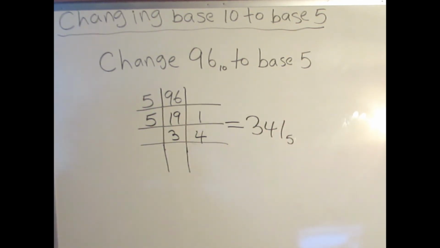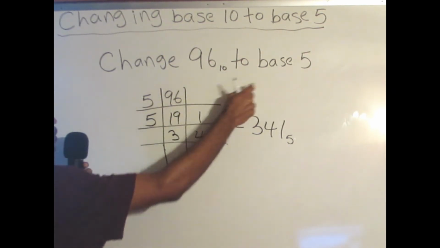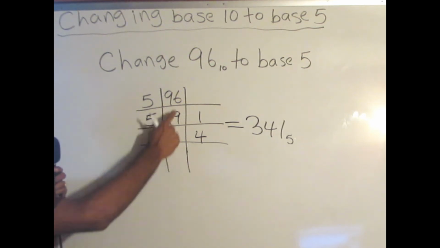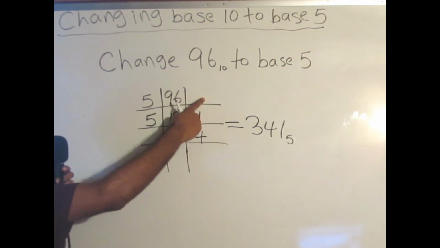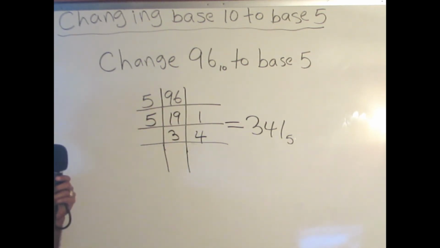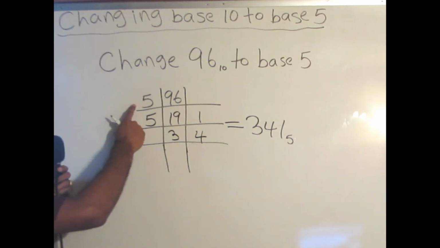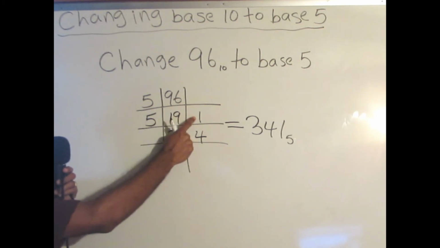So again, remember we were changing 96 base 10 to base 5. So this is the way we set it up. And we place our 96 in the middle. We leave this spot for our remainder and we divide by 5. So we're changing this from base 10 to base 5. So our first step, we ask how many times can 5 go into 96? It's 19 times with one remainder.